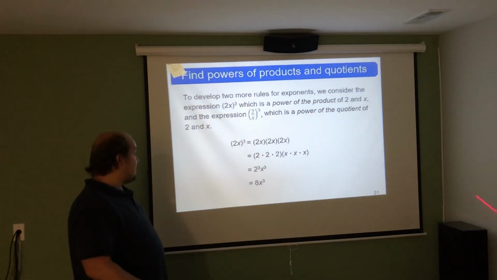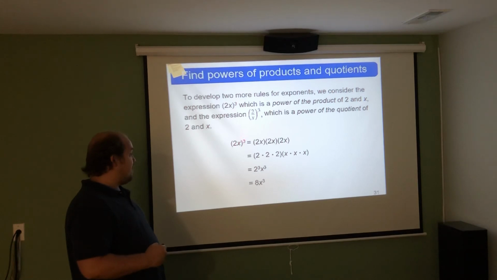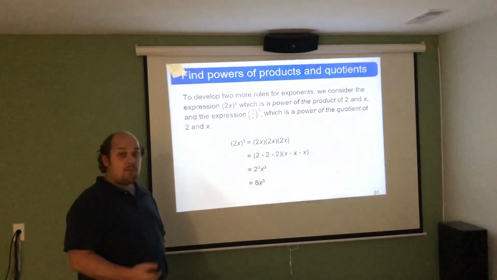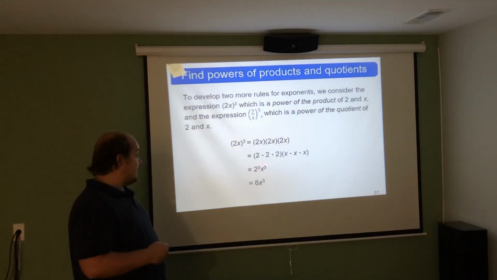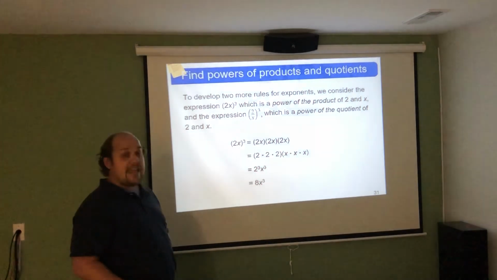So for instance, if I try and take 2x to the third, that's the same thing as 2x times 2x times 2x. I could see that as 2 times 2 times 2, and x times x times x. So if I have that third power over a parentheses, 2 different things, I'm really applying that third power to each of the 2 things. 2 times 2 times 2 is really 2 to the third, or 8. X times x times x is really x to the third, which I can't simplify further.